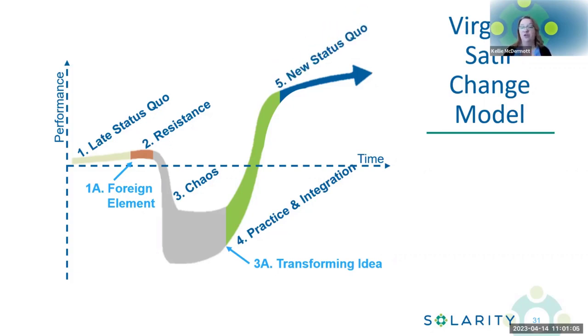And then you reach the new status quo stage. So you've gotten through that transition, and this is the new normal here. And then the process would start over again. When we want to change something with the new status quo, we're going to start back with the late status quo and work our way through those processes again.